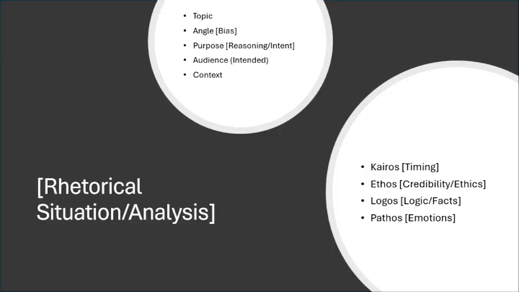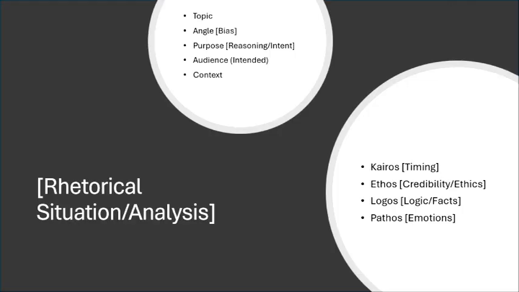Angle is known as bias. What we want to know from an angle is what type of bias, if any, does our source have? Is it coming from an angle where it says, yes, this is not a problem, we want to focus solely on it? Or is it coming from an angle of, well, this is a matter of serious importance and everybody should care about it, no matter who you are or where you live? Bias can play a large role, and so we want to be able to identify bias.